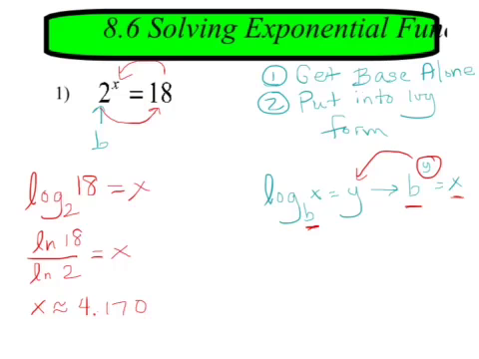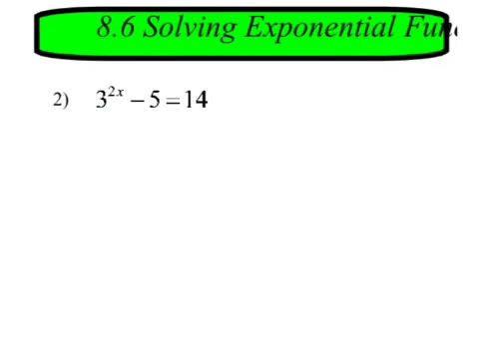I'm going to round to 3 places, and that's my answer for x. So again, my steps for solving an exponential function are first and foremost to get that base alone. So I'm going to identify the base. Here it is 3. And so I need to clear away anything added, subtracted, multiplied, or divided with that base. So here I have a minus 5.